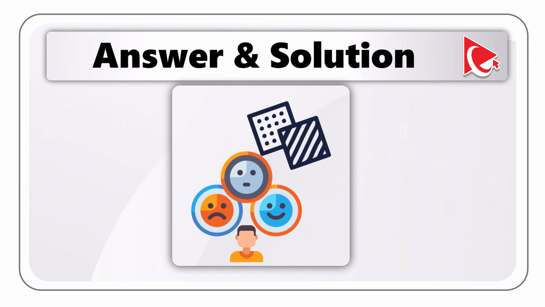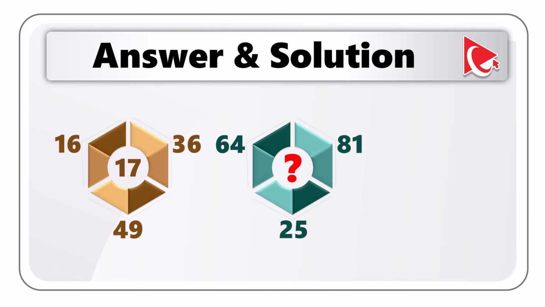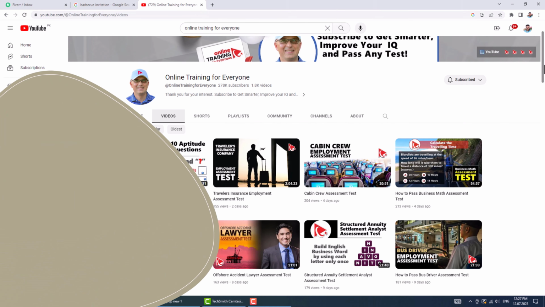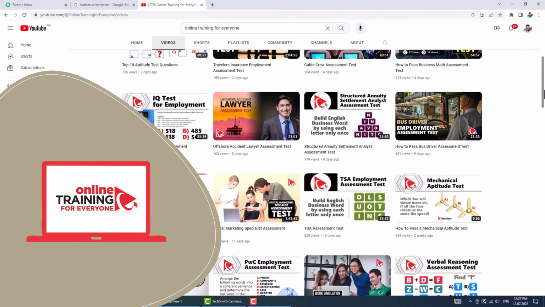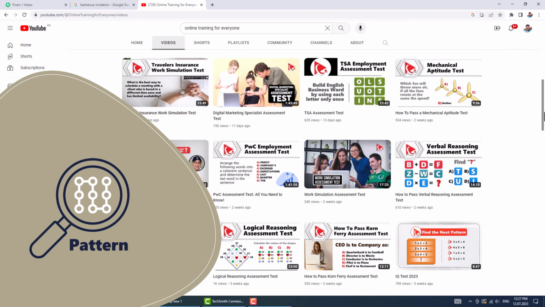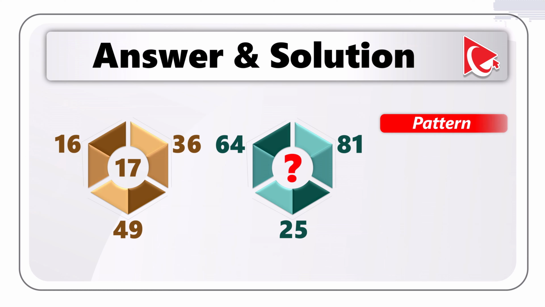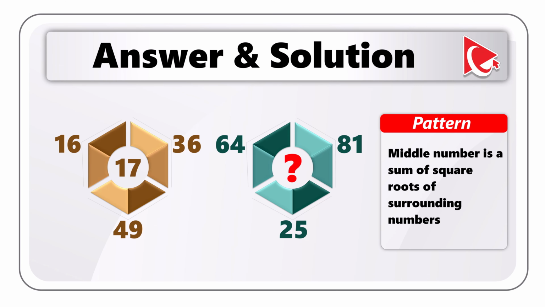Finding the pattern is the key to solving this challenge, and I'm pretty sure, as a subscriber or a future subscriber to this channel, you know this already. And the pattern here is unusual but very interesting. The middle number is calculated as a sum of square roots of surrounding numbers. Let's look at the example.